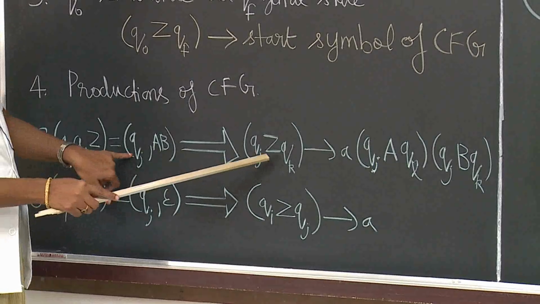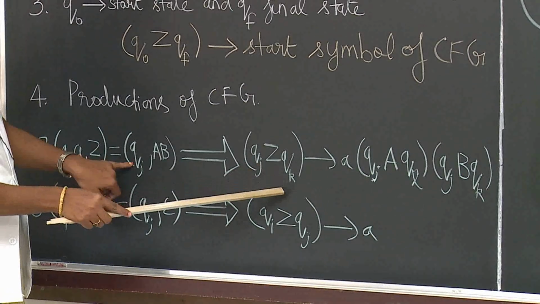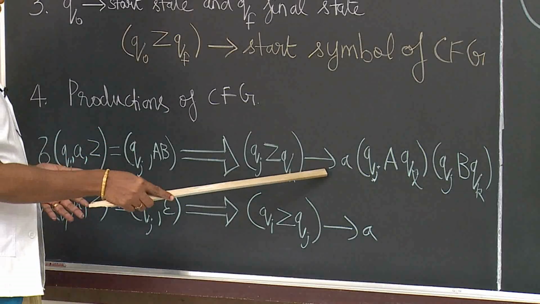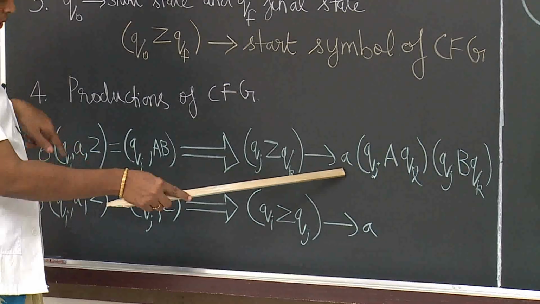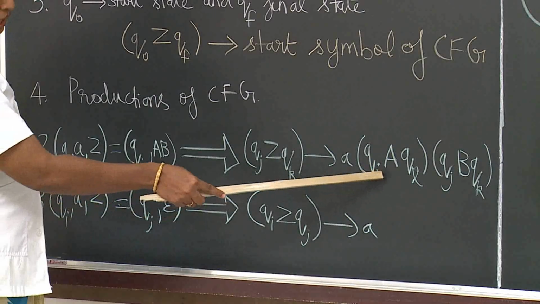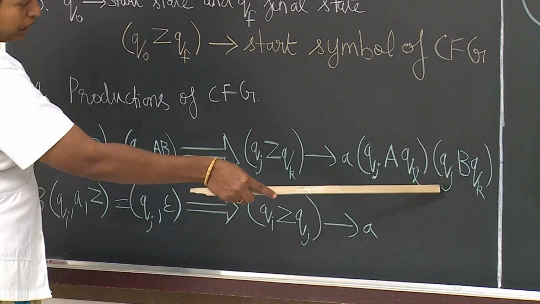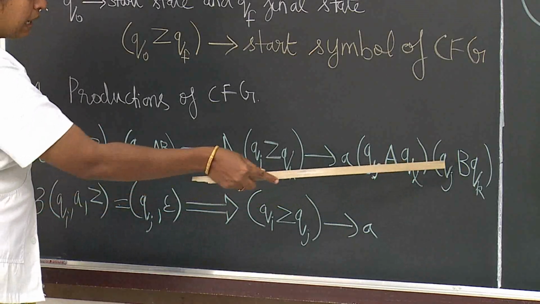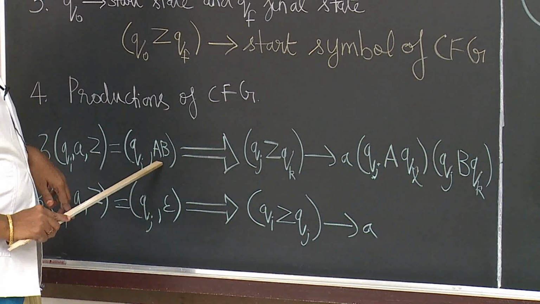The resulting state is the top of the stack, QK, the next state. That is equal to the terminal. If there is a terminal, meaning an input symbol, it will be here. Next the QJ, A, QL, next QJ, B, QK. This A and B will be the top of the stack.